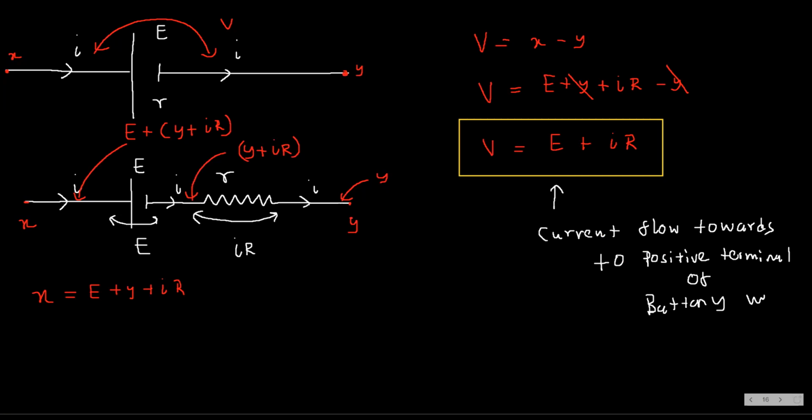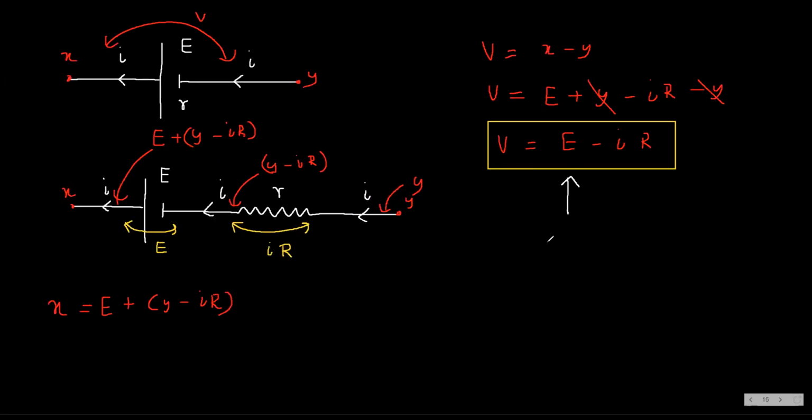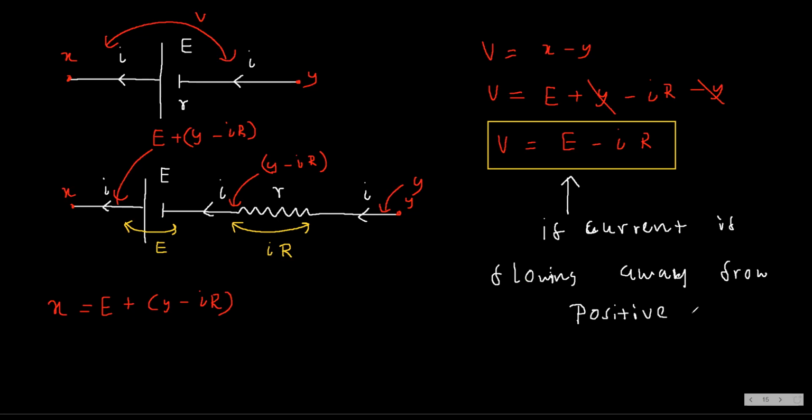We can use E plus IR. Am I correct? Is it clear? Okay. Then if current is flowing away from the positive terminal, it is E minus IR. Am I correct or not?